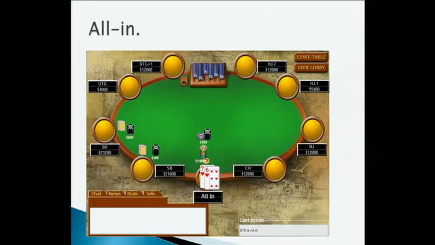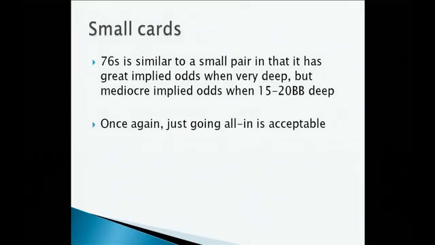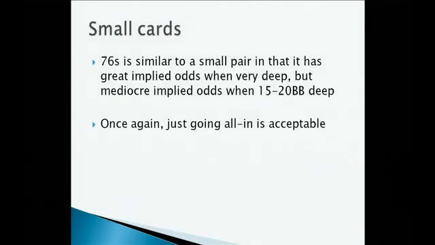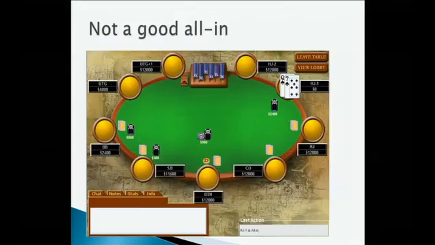Yeah, with 7-6 suited, I think it's also okay. This is a similar story to pocket deuces. 7-6 suited has great implied odds when you're 100 bets deep, and making straights and flushes is very relevant. But when you're only 20 bets deep and you're just trying to make a big pair, essentially, small cards just aren't good at making big pairs. So once again, going all in is acceptable.